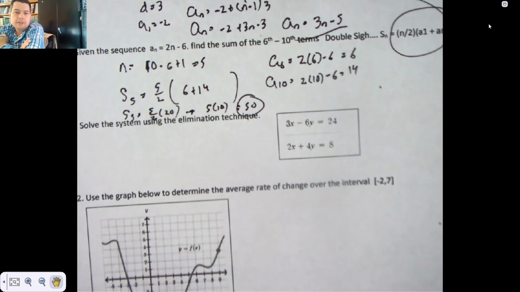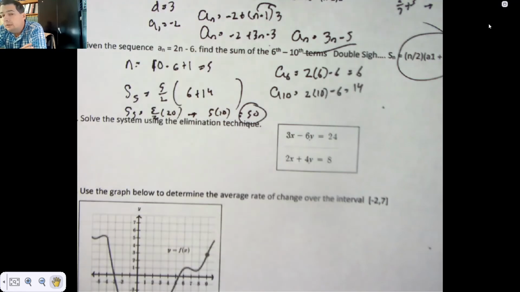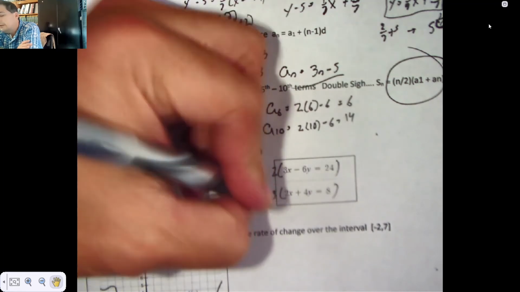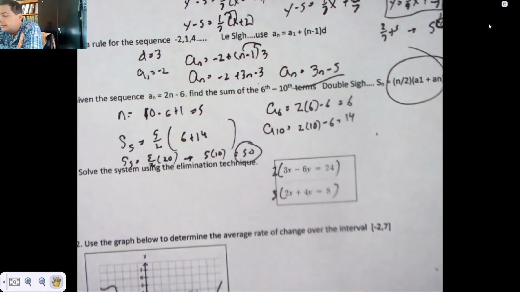Solve this system using the elimination technique, another Algebra 1 standard. Is actually being taught in 8th grade by and large right now. So we shouldn't have a problem with that as juniors. Me, I'm going to take the top one and I'm going to multiply everything by 2, and I'm going to take the bottom one and I'm going to multiply everything by 3. Because I'm trying to eliminate either x or y. Turns out it's actually going to eliminate probably y.